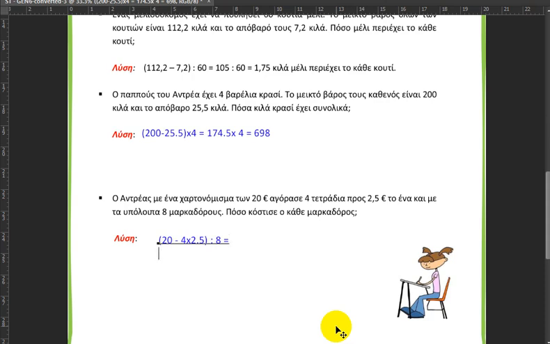So we want to find how much each marker cost. So we need to do 20 minus 10, because 4 times 2.5 is 10, divided by 8. So we need to do 10 divided by 8, which is equal to 1.25.